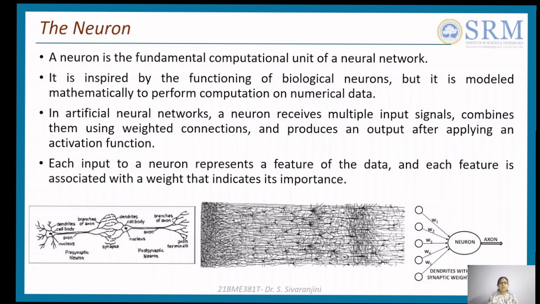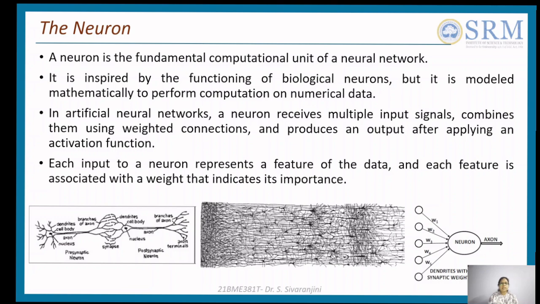So in artificial neural networks, a neuron receives multiple input signals, combines them using weighted connections and produces an output after applying an activation function. Okay, we'll see in detail what these inputs, weighted connections, and activation functions are. Each input to a neuron represents a feature of the data, and each feature is associated with a weight that indicates its importance.